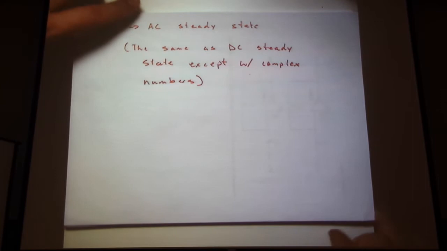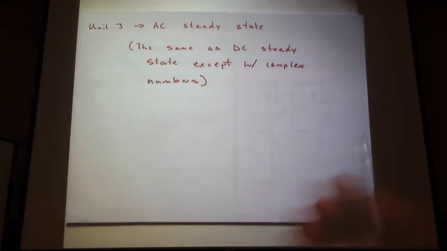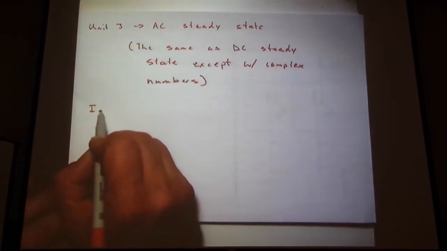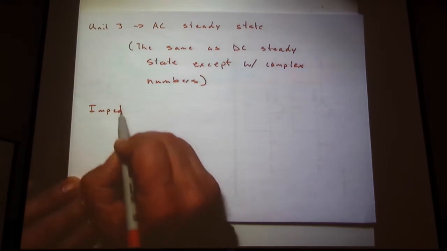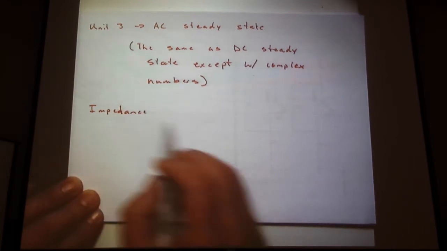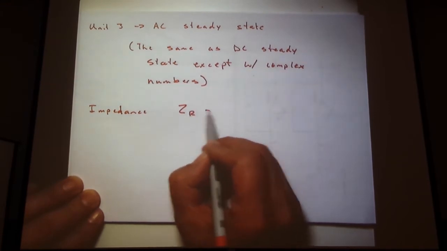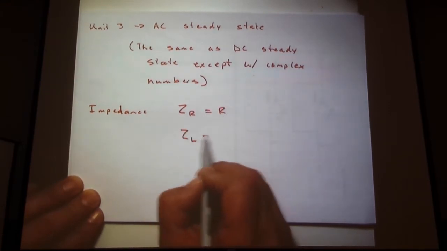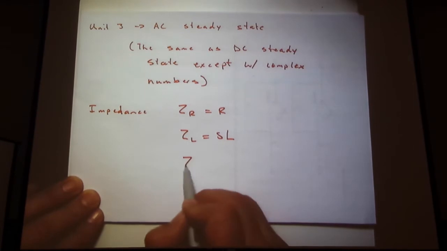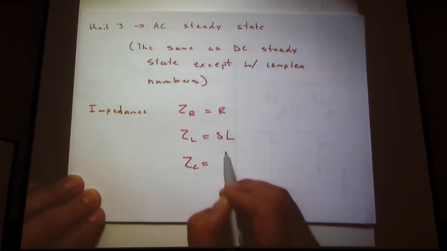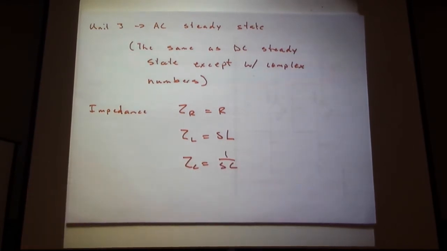So what are we looking at here? Well, we're already familiar with impedance. And so we have Laplace, we have our Z, ZR equals R, ZL equals SL, and if you don't remember this, it's probably a good idea to write it down. Because it certainly has some bearing tonight. And ZC equals 1 over SC.